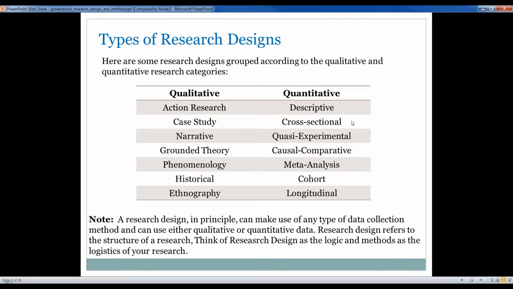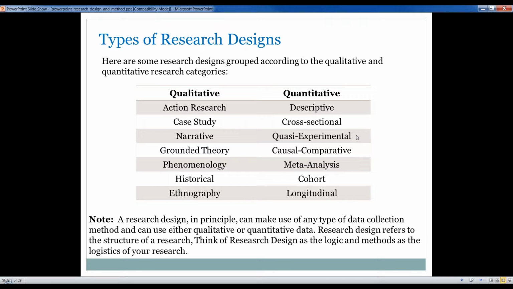So it's cross-sectional. You're just taking that cross-section of people at that certain point in time, and you're taking a survey, and then you're coming up with your information. Quasi-experimental is not experimental. Instead of randomizing people into two groups like you would in a true experimental study, they come in already assigned more or less.